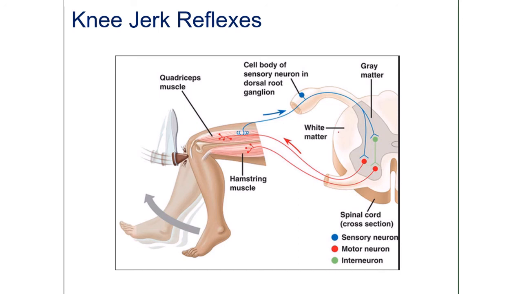This is actually a good example of where a single stimulus is going to trigger two types of synaptic communication. You have an excitatory neurotransmitter here telling the quadriceps to contract, and you have an inhibitory signal here that tells your hamstring to relax. Remember, one must contract, the other must relax. Otherwise, if they both contract, your leg is basically going to be locked in a particular position, and it's not going to be able to move.